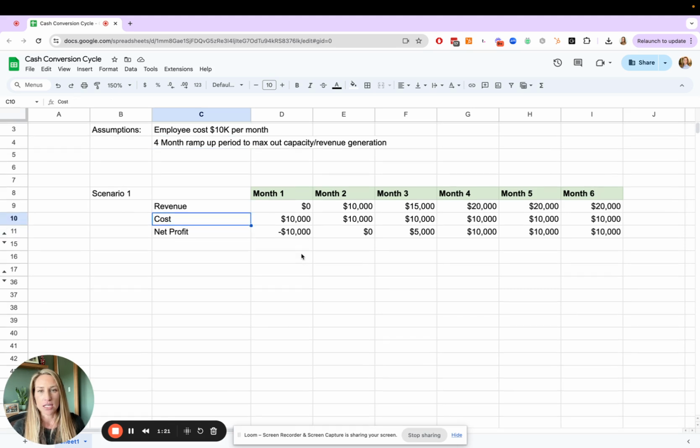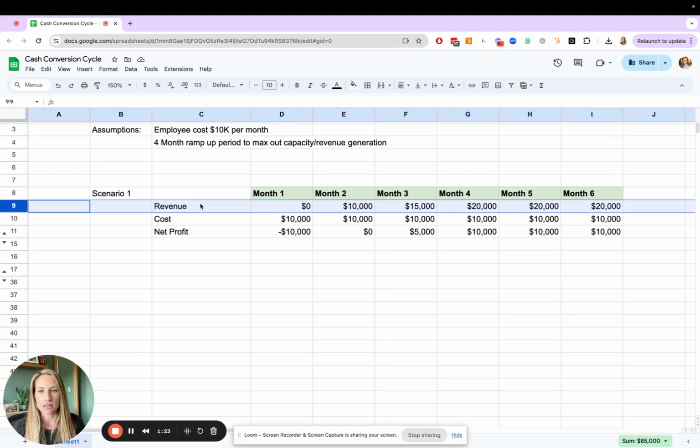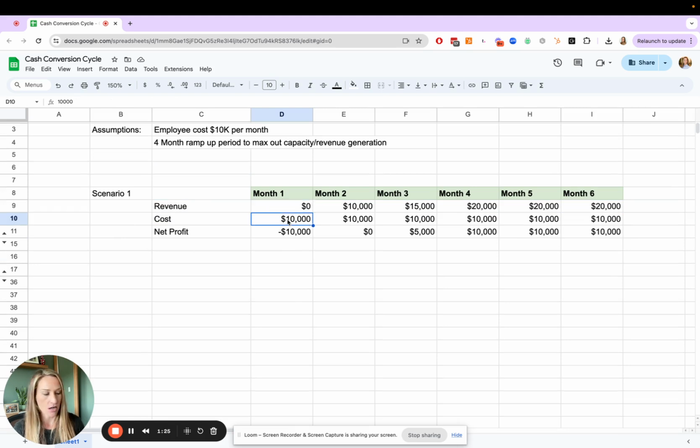So if we look at this as scenario one, we can see that our cost every month is $10,000. That's their salary. And then their revenue that they're generating: month one, we just hired them. They're getting onboarded and trained. They're not generating revenue. Month two, they're generating $10,000, so they're at least covering their salary. Then we're making a profit on them. Then we are at max capacity, so we're making that 50% margin on their labor basically.